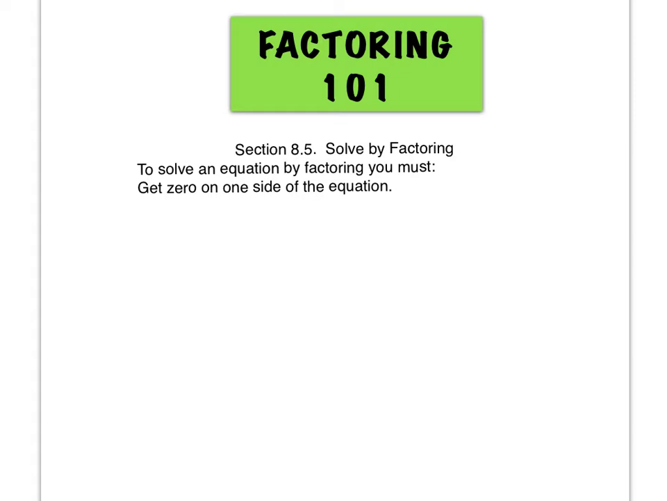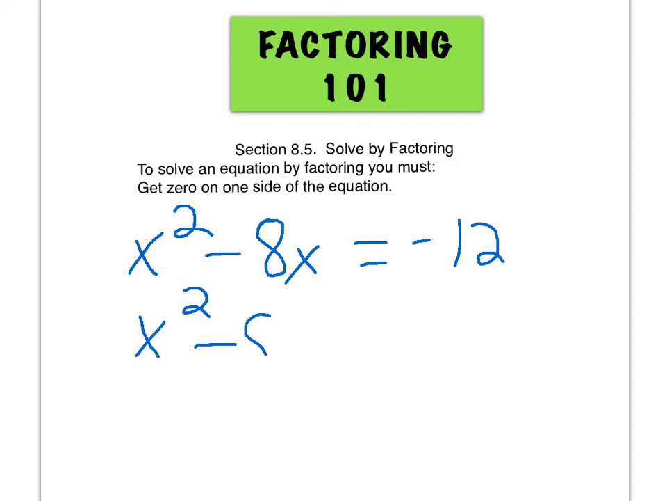Let's say that I have x squared minus 8x equals negative 12. To be able to solve that, I need to move the 12 to the other side of the equation, and I do this by simply adding it to both sides. That will give me x squared minus 8x plus 12 equals 0.